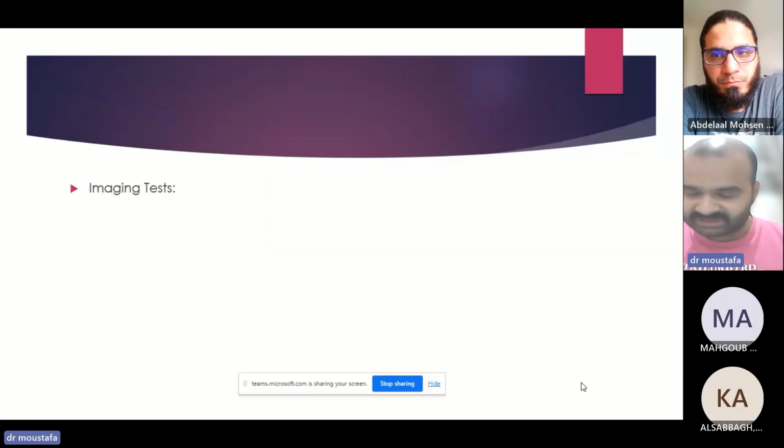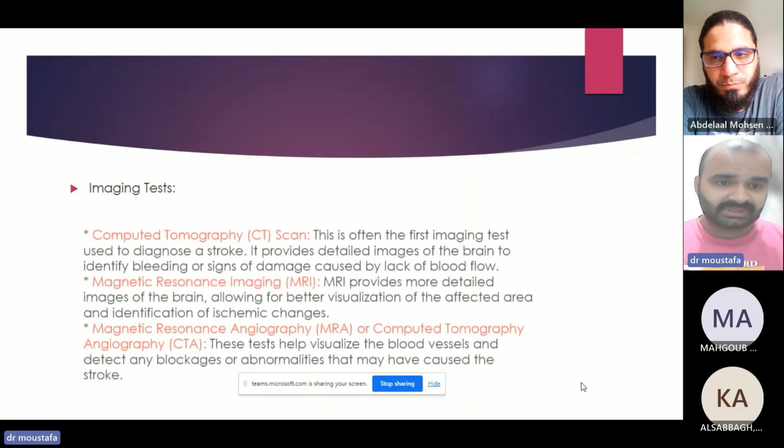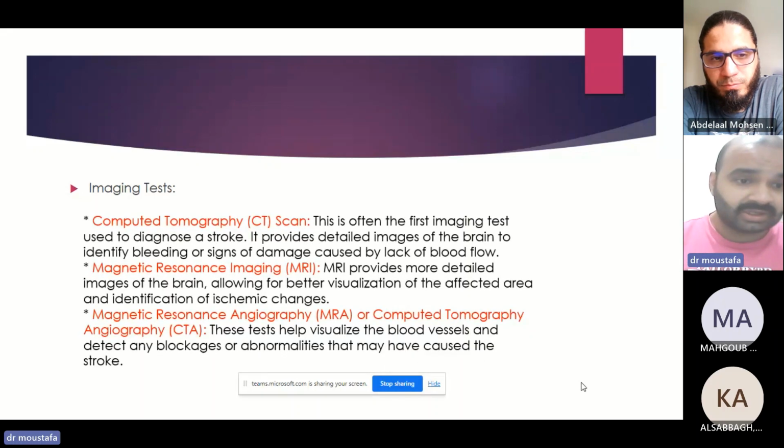So we'll always start with the history taking, then the imaging tests. Number one, of course, CT. CT is the first imaging test used to diagnose stroke. Why is this? Because CT can differentiate between the hemorrhagic stroke and the ischemic stroke. That's why we need to do the CT as a beginning, right?